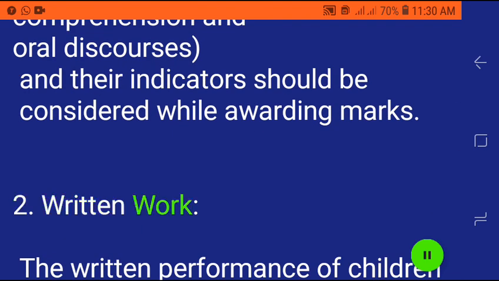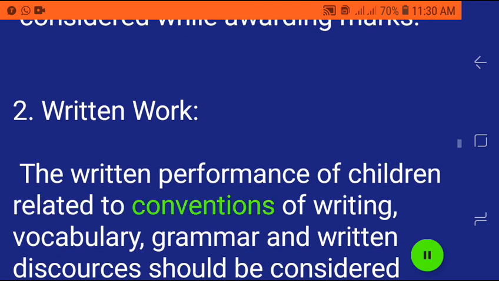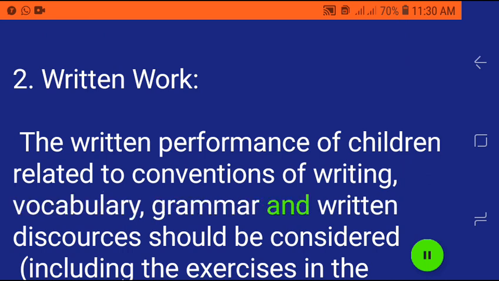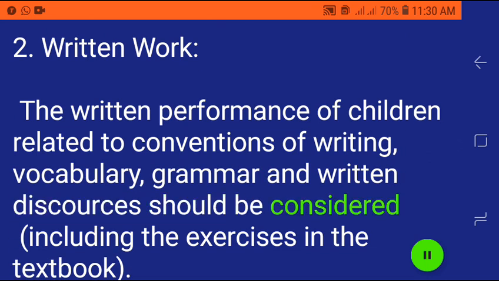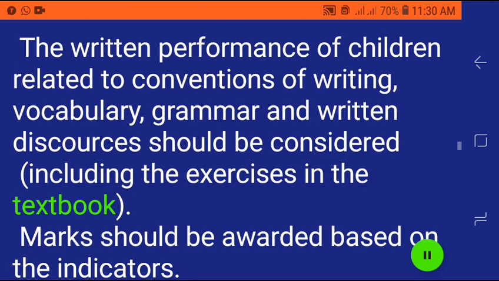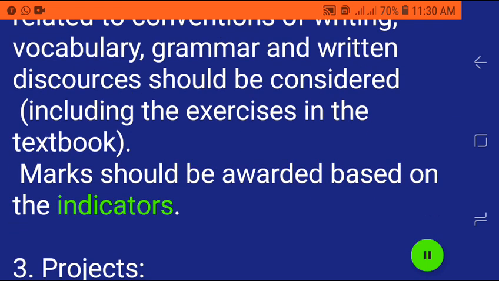2. Written work. The written performance of children related to conventions of writing, vocabulary, grammar and written discourses should be considered, including the exercises in the textbook. Marks should be awarded based on the indicators.